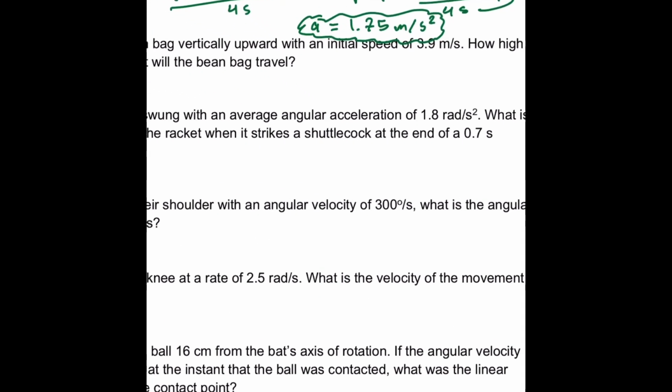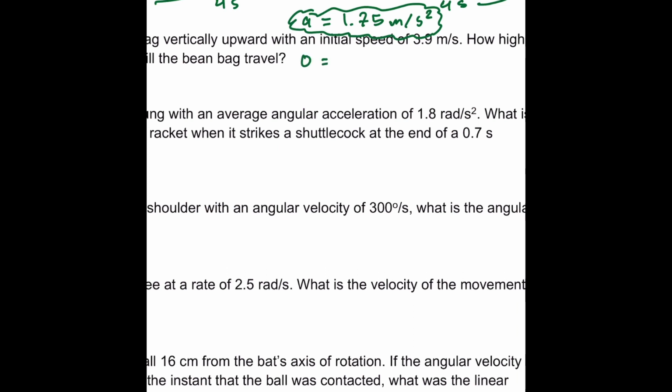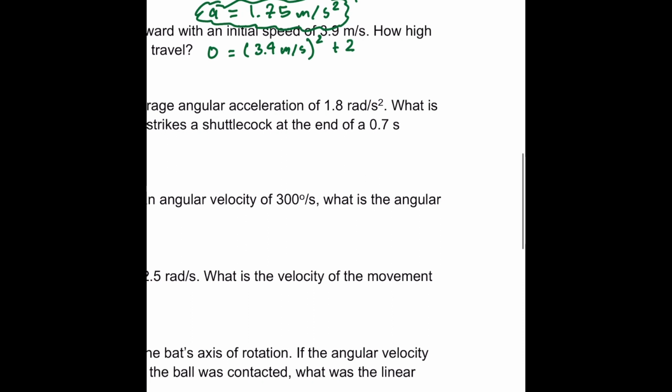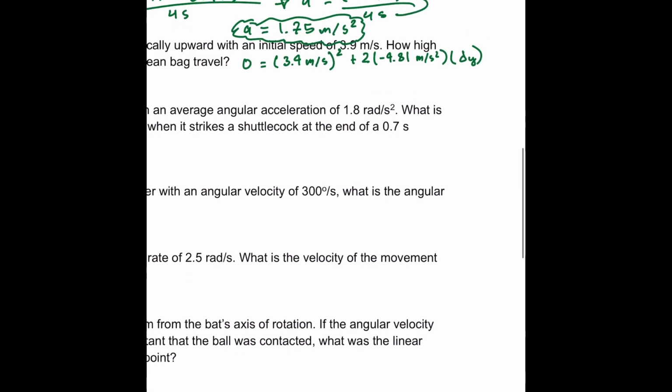If we plug this into our equation, that would be 0 equals the vertical velocity we were given, 3.9, squared, meters per second squared, plus 2 times acceleration. Remember, looking at the vertical component, acceleration is always going to be gravity, so negative 9.81 meters per second squared, times the vertical distance. Same thing, order of operations: we take care of our parentheses first. So 0 is equal to 3.9 squared, 3.9 times 3.9, which gives us 15.21 meters per second squared, plus 2 times negative 9.81, which gives us 19.62 meters per second squared, times the vertical distance.